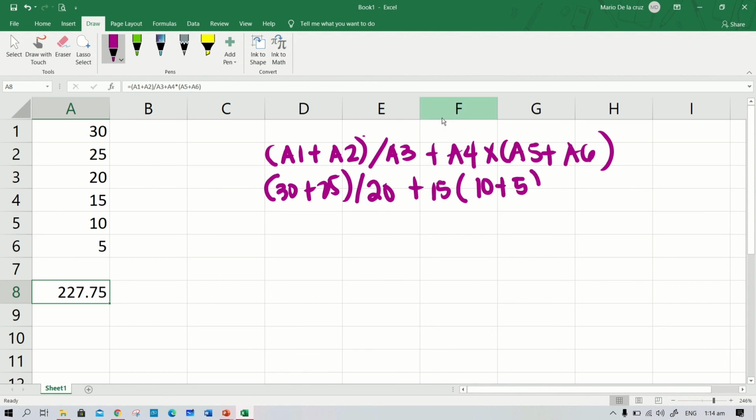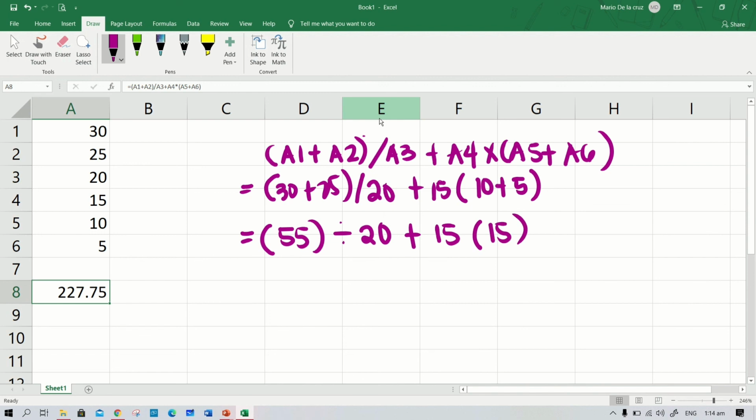Okay, 10 plus 5. Okay, so simplify muna natin. Yung 30 plus 25, alam natin na that is 55. So 55 divided by 20 plus, ito namang isa, meron tayong 15 times 15. Okay? So 55 divided by 20, if we're going to solve for this is equal to 2.75. Then 15 times 15, so that's equal to 225.